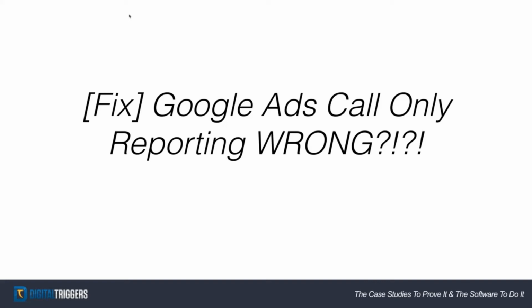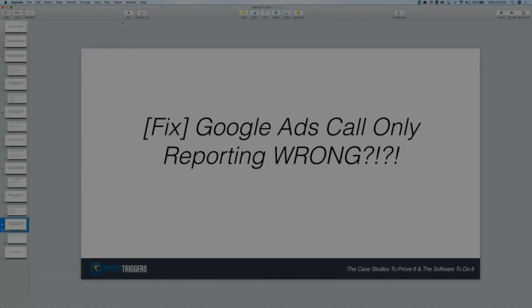All right, all right. So the next question is from Dave Manville. And Dave says, my call only campaign is reporting a different number of clicks than I'm seeing in my call tracking platform. What's the best way to dispute this with Google or address the concern with my clients?